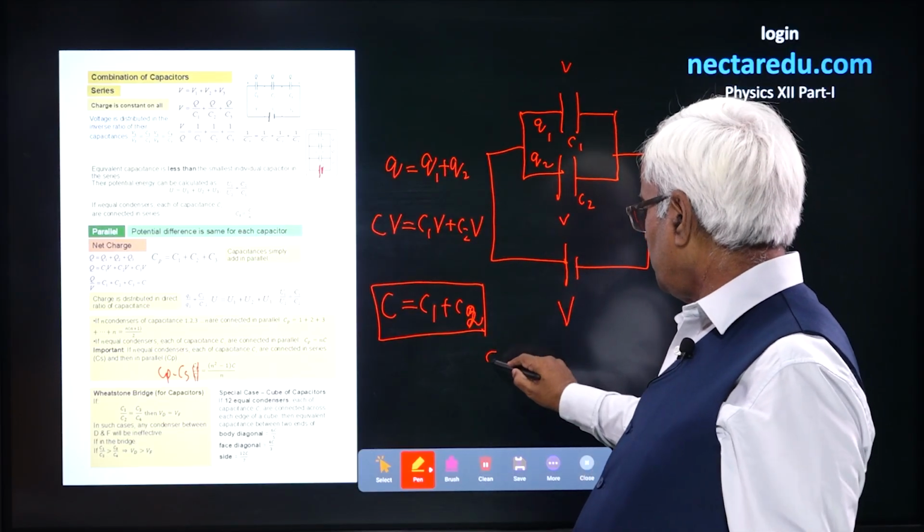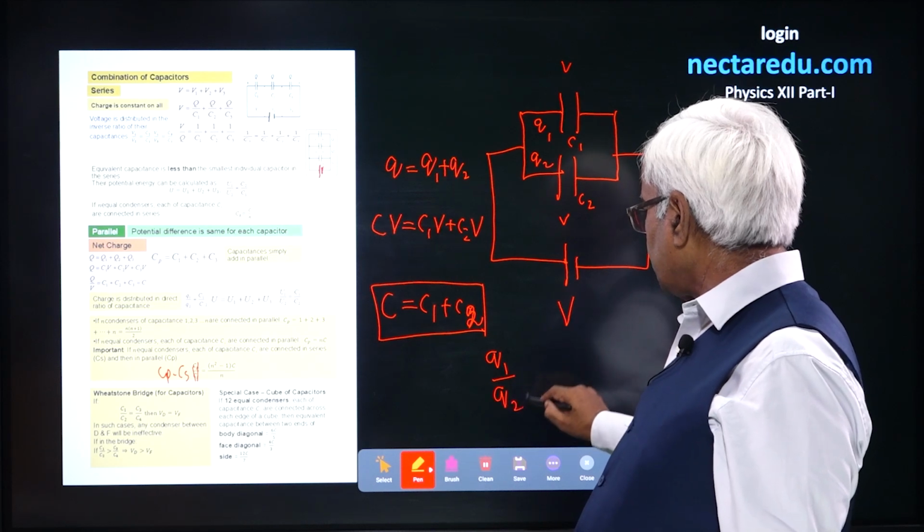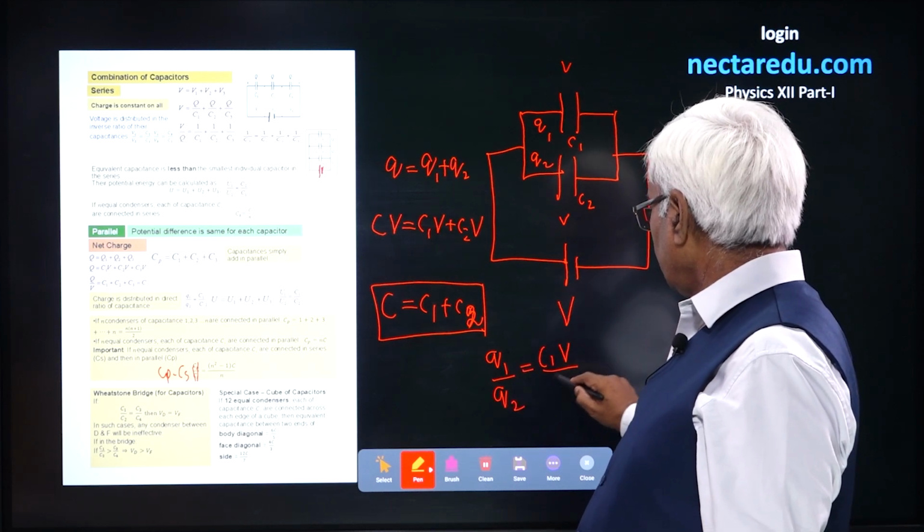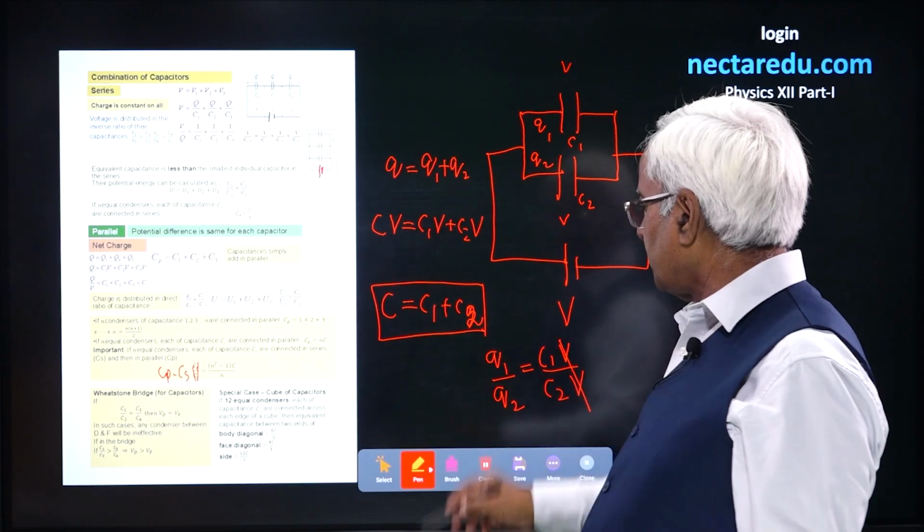If you want to check the ratio of charges again, this is going to be the direct ratio.